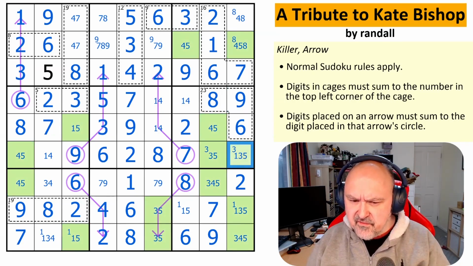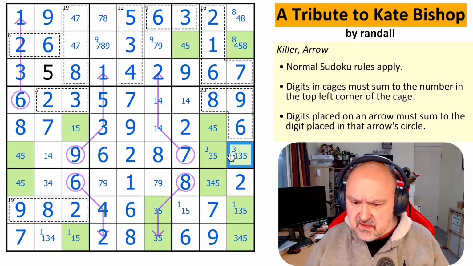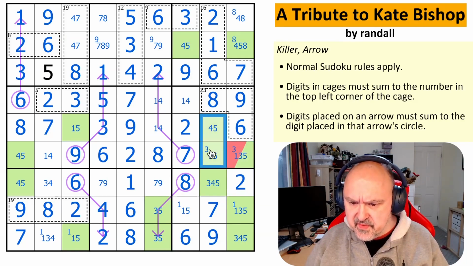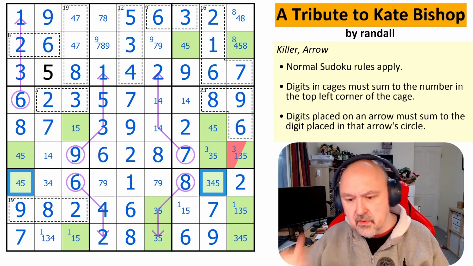If that's a 5, this is a finned X-wing. If this cell here is a 5, I'll mark it with a red flash. If this cell is a 5, neither of those can be a 5, and that can't be a 5. Which would mean that is a 5, and that is a 5, and I've got a conflict in row 7.